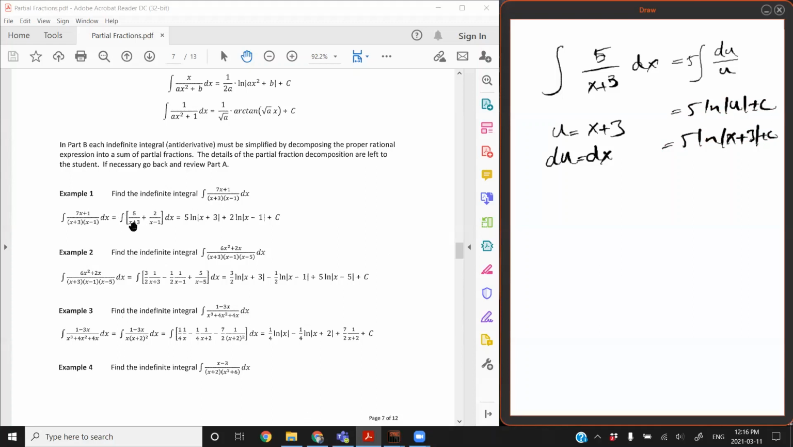For this one, that will give you the 5 ln of absolute value of x plus 3, and then you do the same thing for this one. That will give you 2 ln of absolute value of x minus 1. Okay, I understand. Thank you. Good.